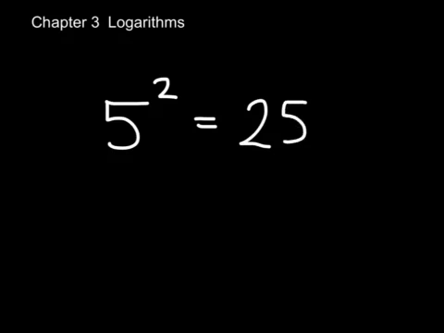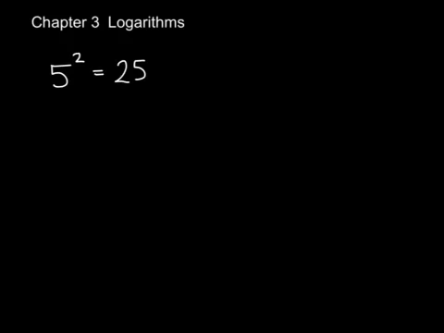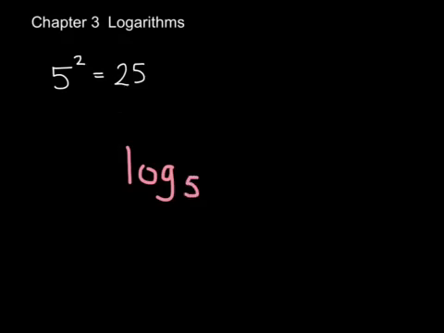Chapter 3, Logarithms. This lesson will cover exercise 3B and 3C. A logarithm is just another way of writing the following statement: 5 squared equals 25. We know that, okay? Another way of writing that would be the logarithm, which we write as log for short. So log to the base of 5 of 25 is equal to 2.